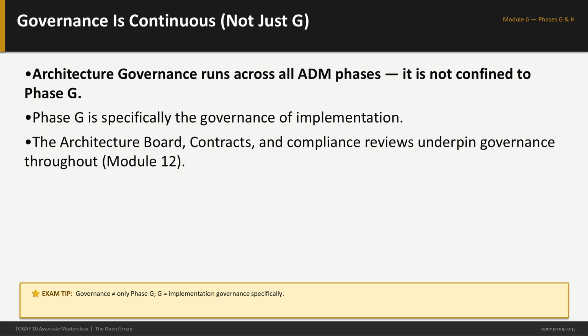So hold both truths together. Governance is continuous across the ADM, and phase G is the implementation governance phase in particular. The two statements don't conflict.